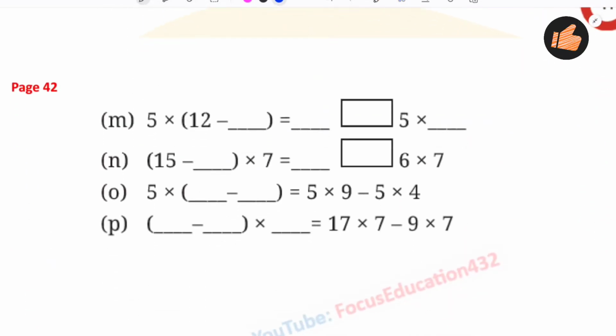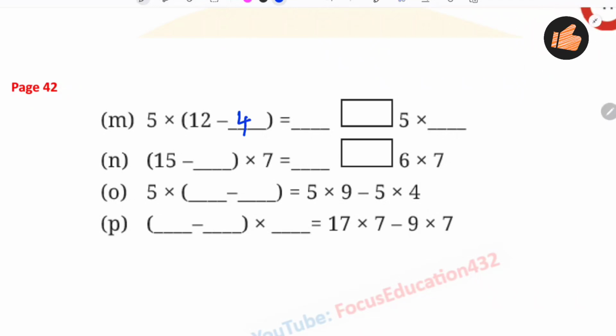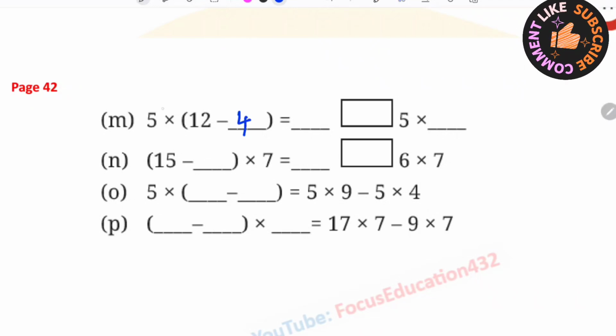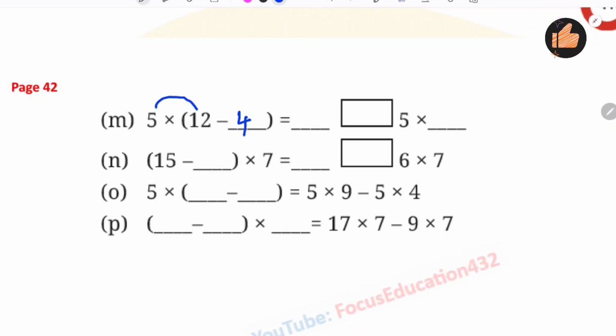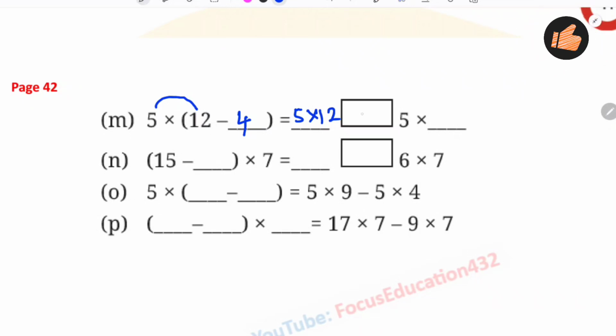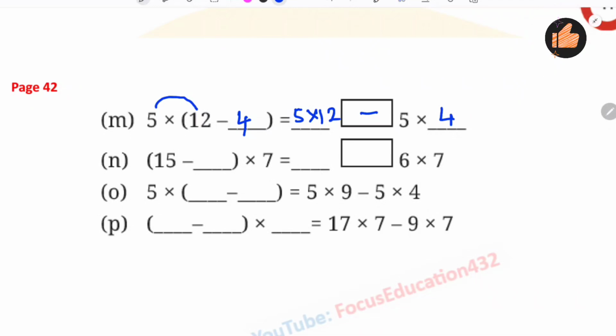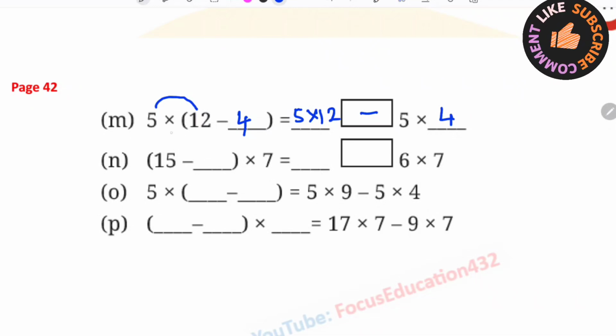Now page number 42, figure it out. We will continue. 5 multiplied by 12 minus any number you write here. For example, 5 multiplied by 12 minus 4 I will write. So what will I get? First is 5 multiplied by 12. So here I write 5 multiplied by 12, then minus, then 5 multiplied by 4.